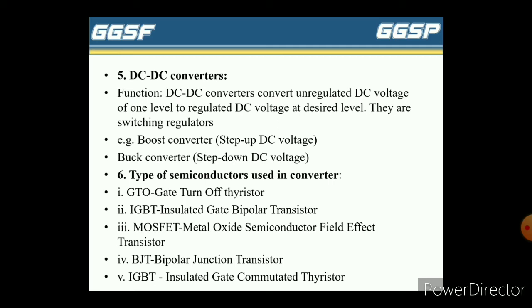The types of semiconductors used in the converter: GTO, gate turn off thyristor; IGBT, insulated gate bipolar transistor; MOSFET, metal oxide semiconductor field effect transistor; BJT, bipolar junction transistor; IGCT, integrated gate commutated thyristor.